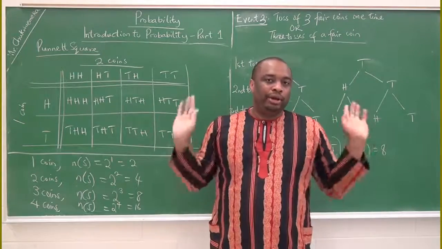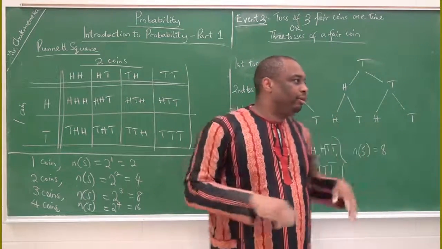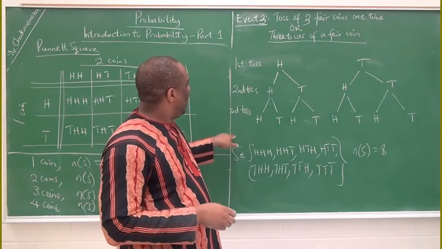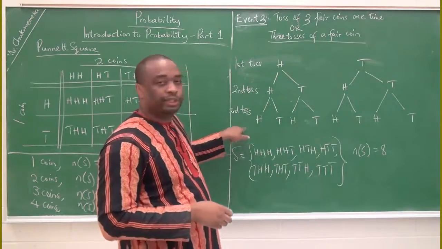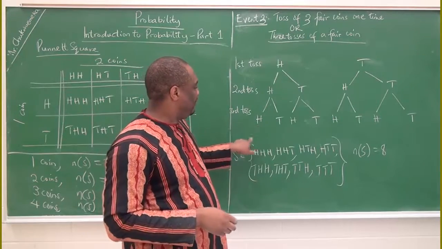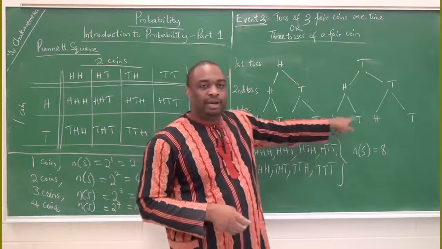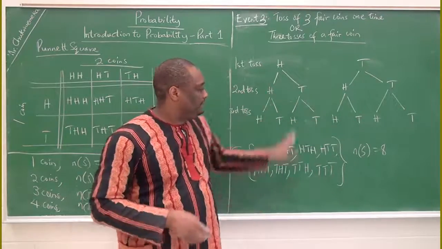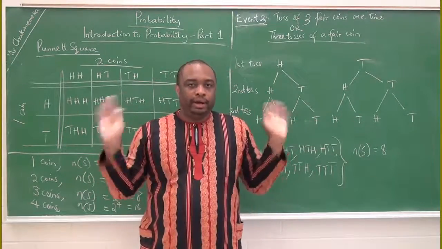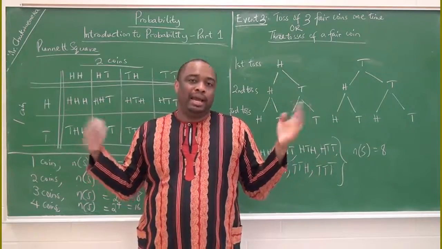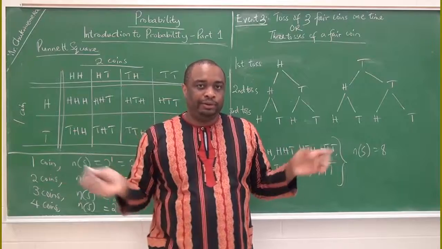I want you to try it on your own. For the tree diagram, remember you have to draw another 4th coin here, or 4th toss. For each head you have head and tail. For each tail you have head and tail. And then you count it. It should be 16. Try it on your own. If you have questions, then you ask me, and I can do the 4 coins for you.